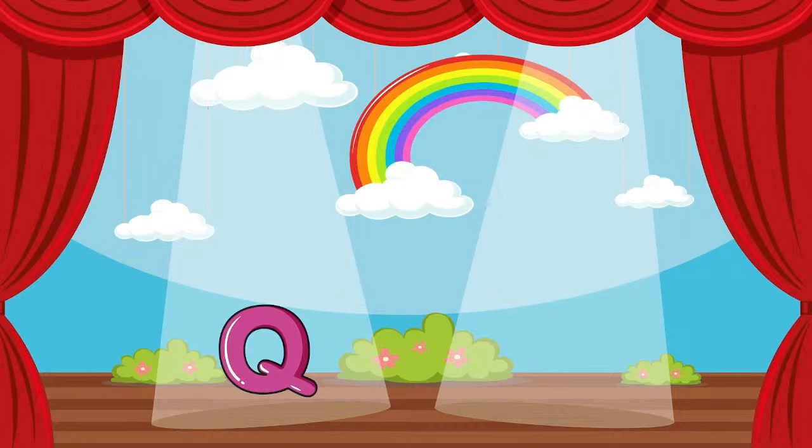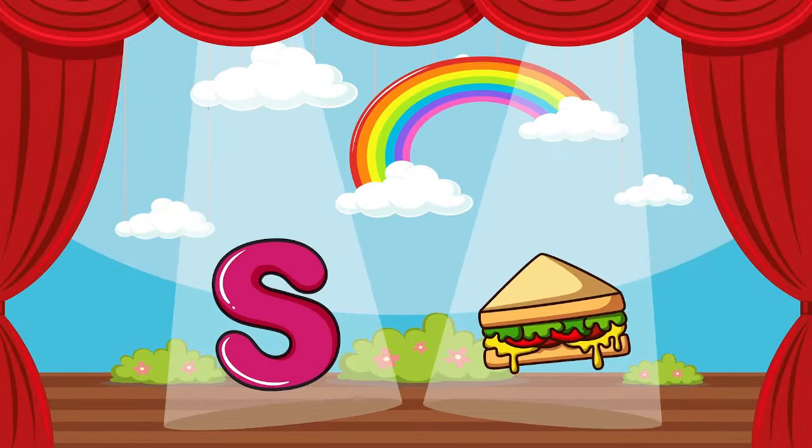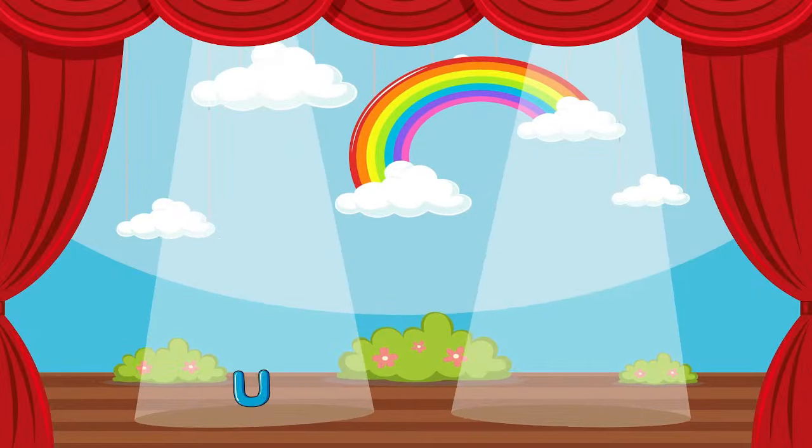Q is for quesadilla. R is for roasted chicken. S is for sandwich. T is for tater tots. U is for Utah scone.